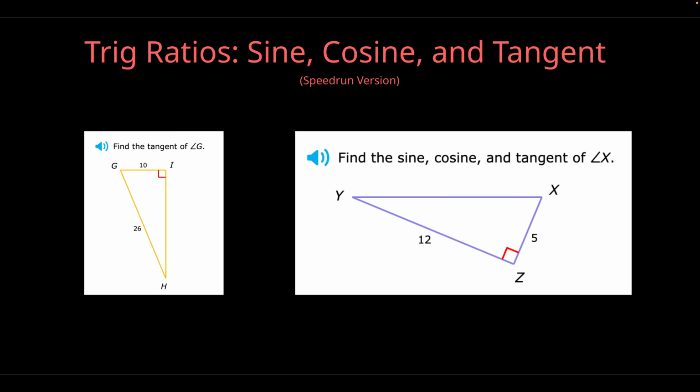Today we're going to be talking about the trig ratios, sine, cosine, and tangent. So similar to the problems you see up on the screen here. Just a reminder, this is the speedrun version where we go through it pretty quickly. If you want the normal version, that'll be linked in the description below.